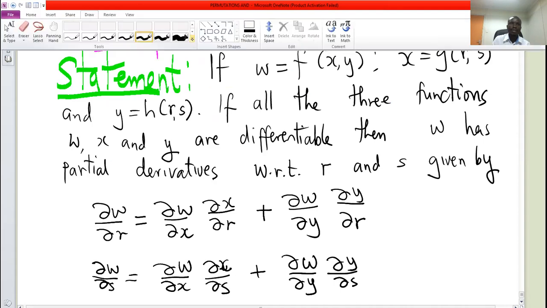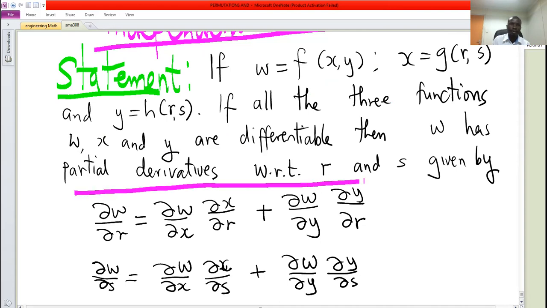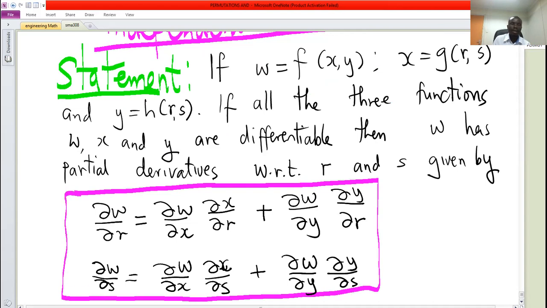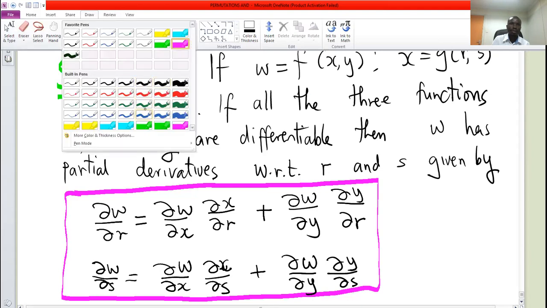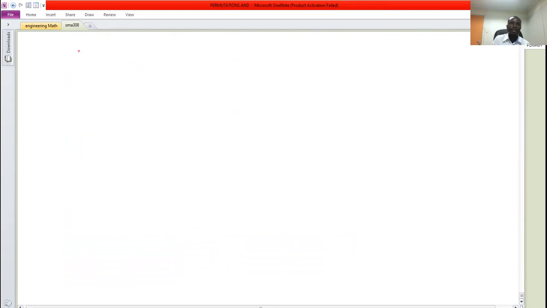So this is the statement for the third chain rule, where a function depends on two intermediate variables and two independent variables. As usual, a branch diagram can help you to remember what you need to do. So let's draw the branch diagram.